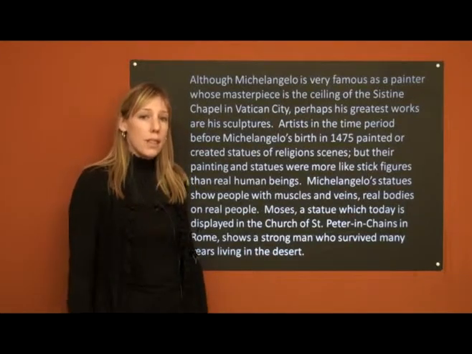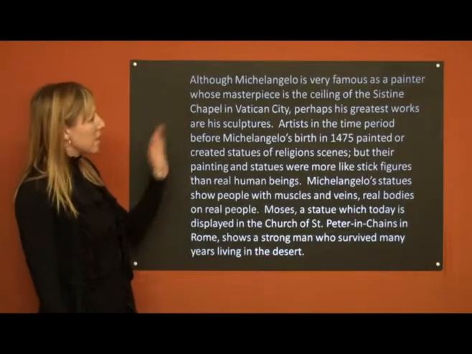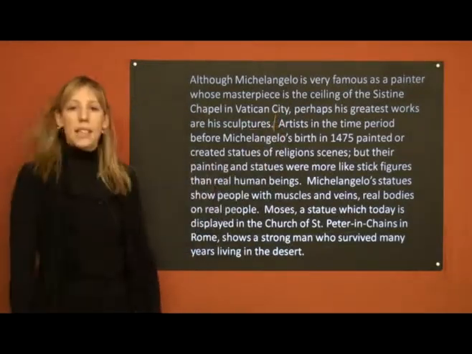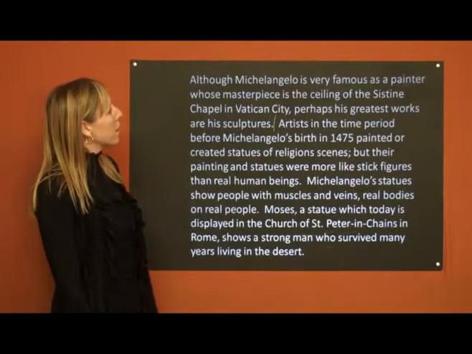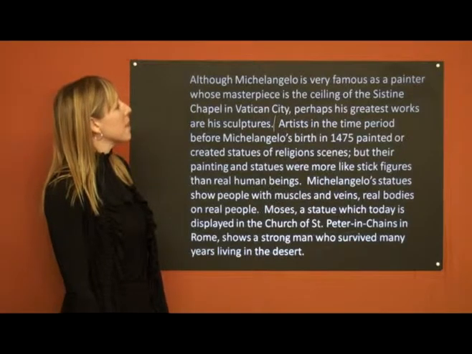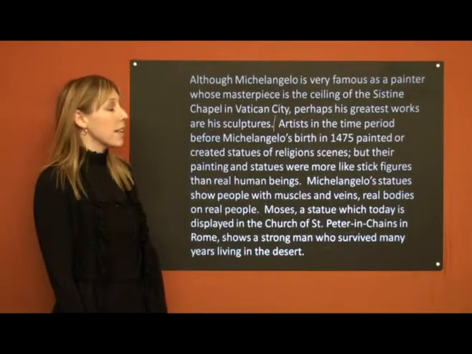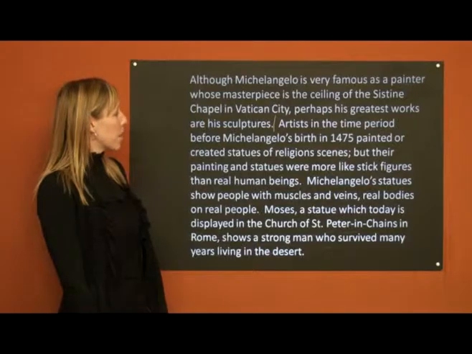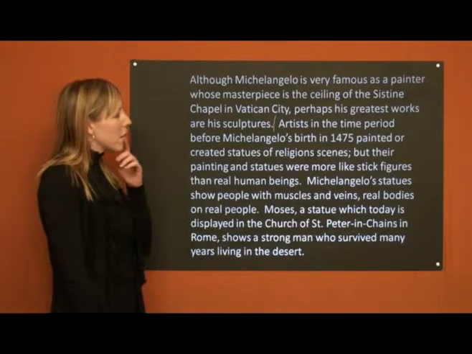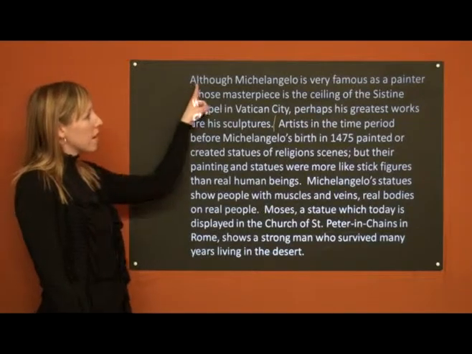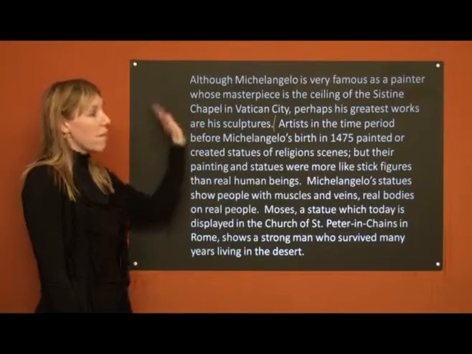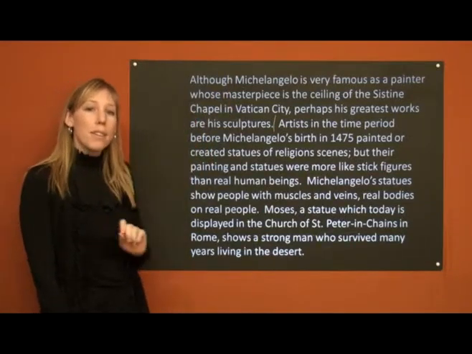So let's take a look at this one. The first sentence is quite long. It actually ends here. So let's read it together. It says, although Michelangelo is very famous as a painter whose masterpiece is the ceiling of the Sistine Chapel in Vatican City, perhaps his greatest works are his sculptures. So we have to be careful. The topic sentence is not the very first line. It's actually part of the first sentence, but you have to read a little bit further to find it.